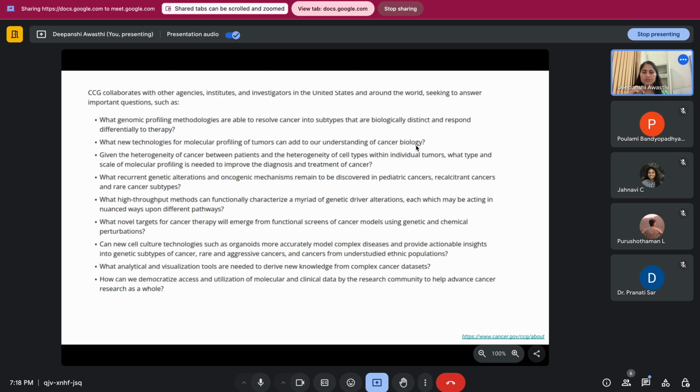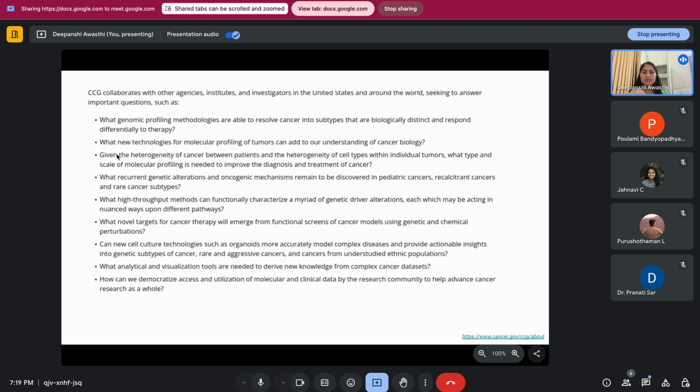Then the second question was: what new technologies for the molecular profiling of tumors can add to our understanding of cancer biology? So they are also looking into what kind of molecular profiling could be done. For example, previously we talked about DNA methylation analysis. Now we know that methylation is differentially done in the normal state and cancer state. Similarly, if we perform more and more analysis, we can see what other patterns or molecular profiles vary among normal and cancer patients. In that case, we will be able to identify whether a person will suffer from cancer, or to predict or distinguish between two people. In that way, the technologies could be designed.